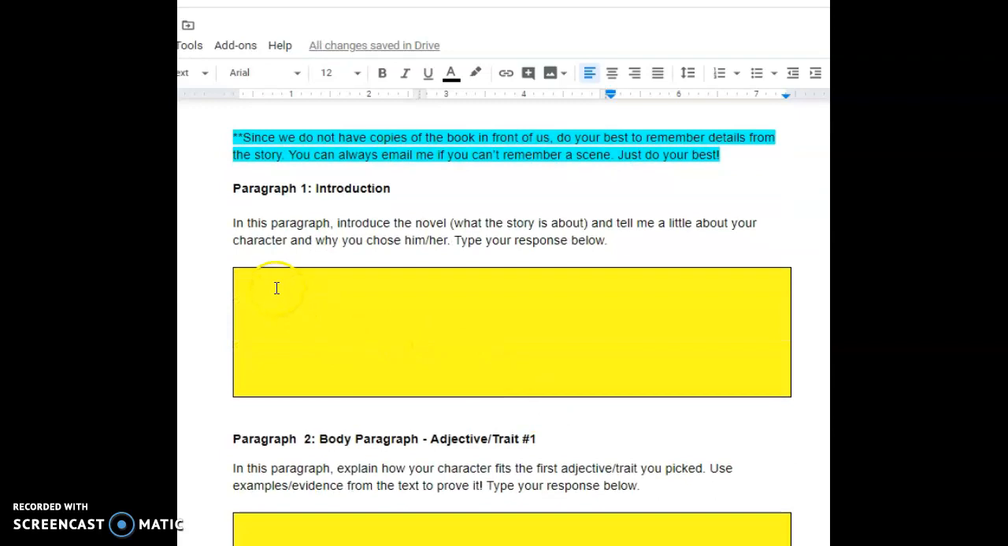All right, so first paragraph is introduction paragraph, and I kind of give you hints on what to do here. You can introduce the book, tell me a little bit about the book, about how it's about Sal going on a road trip, looking for her mom, and then you're going to tell me about Sal and why you chose her.